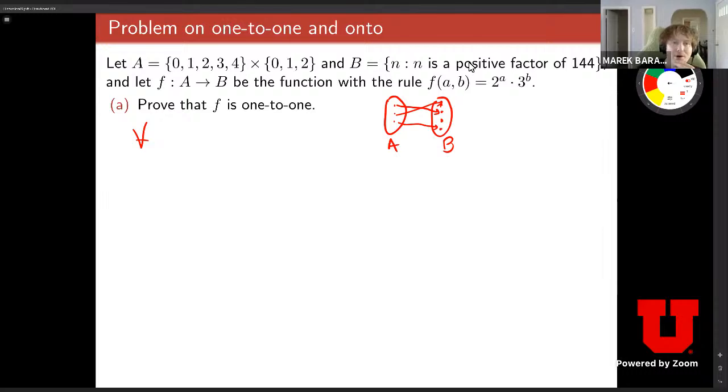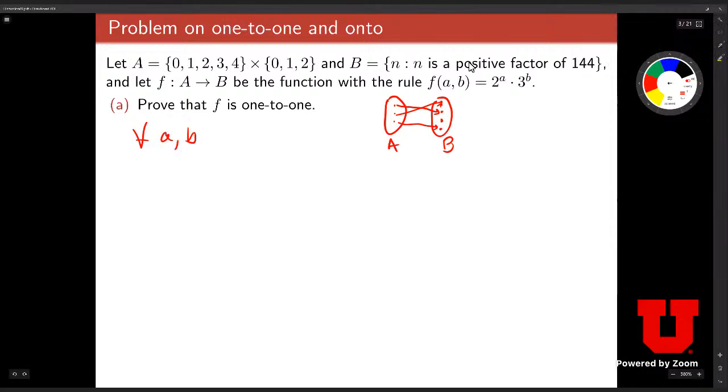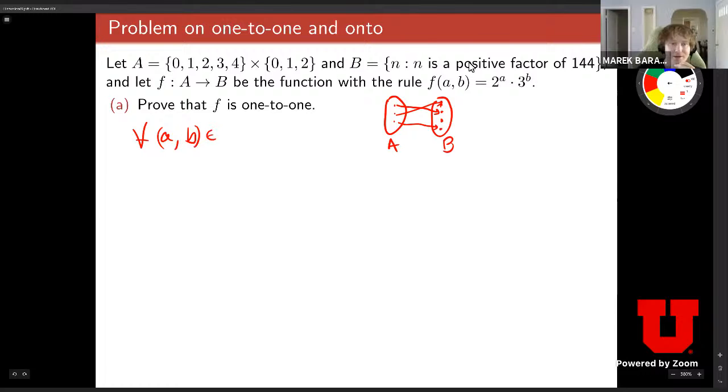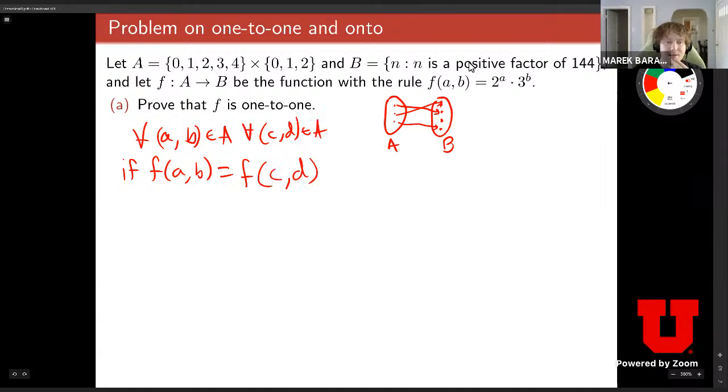So what we want to show is that in this case, say we have (a, b) in A, then if f(a, b) equals, and also we have, say, (c, d) in A. So if this equals f(c, d), then (a, b) equals (c, d).